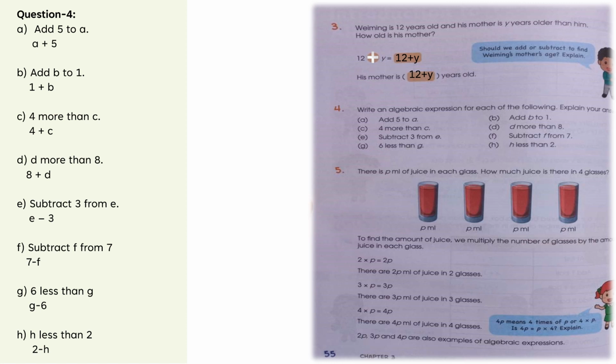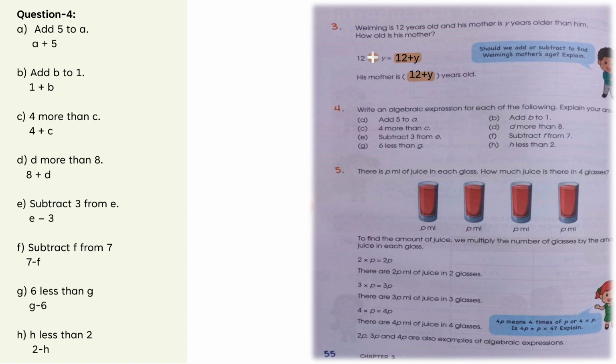For part H, we have H less than 2. Again, we are subtracting from 2, or the comparison is taking place with respect to 2. So 2 comes first and we can write it as 2 minus H. Question 5 says there is P ml of juice in each glass. How much juice is there in 4 glasses?